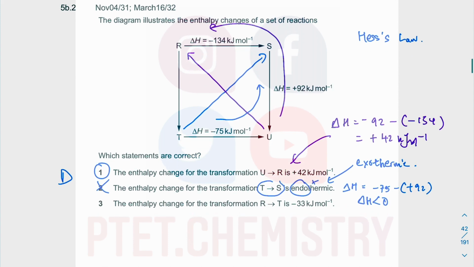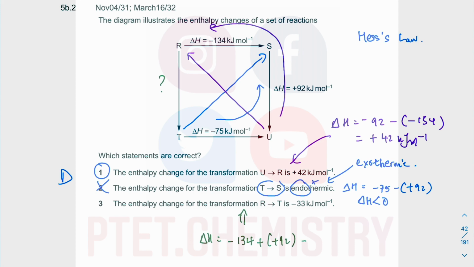And then R to T, if I change to a different color. So R to T, if you want to work out this thing, you can go this way, and then this way, and then this way. But of course, we know 2 is wrong, 1 is correct. We don't have to work it out. I will work it out anyway, because I'm not in a hurry for time. So if I want to go this way, I will go this way. So I'm in the same direction. So there's minus 134. I'm in the same direction. So there's plus 92. And then I need to go in the opposite direction.